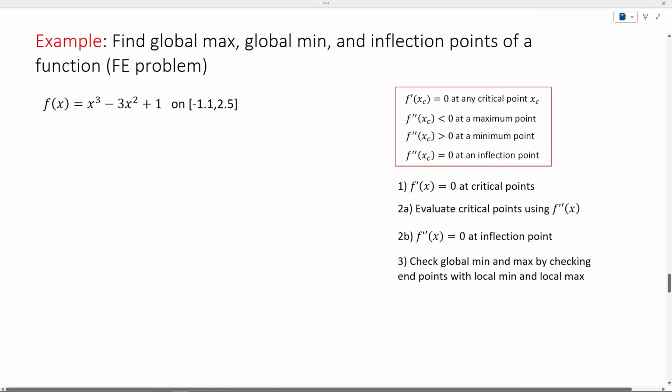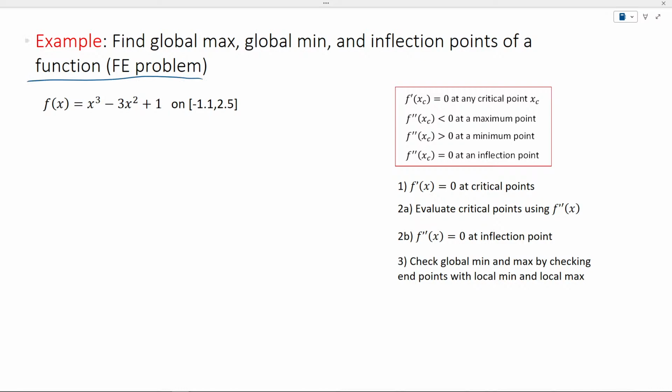With this example, hopefully things will become clear. So I'm telling you, find the global maximum, global minimum and inflection point of this function. So this is an FE problem. Yeah, I got this from one of the FE books, something similar. So what would be the solution strategy? To find the global maximum and global minimum, you need first to find all the local maxima and local minima. Of course, provided that this function is smooth, which we know it is, a regular polynomial function is continuous.